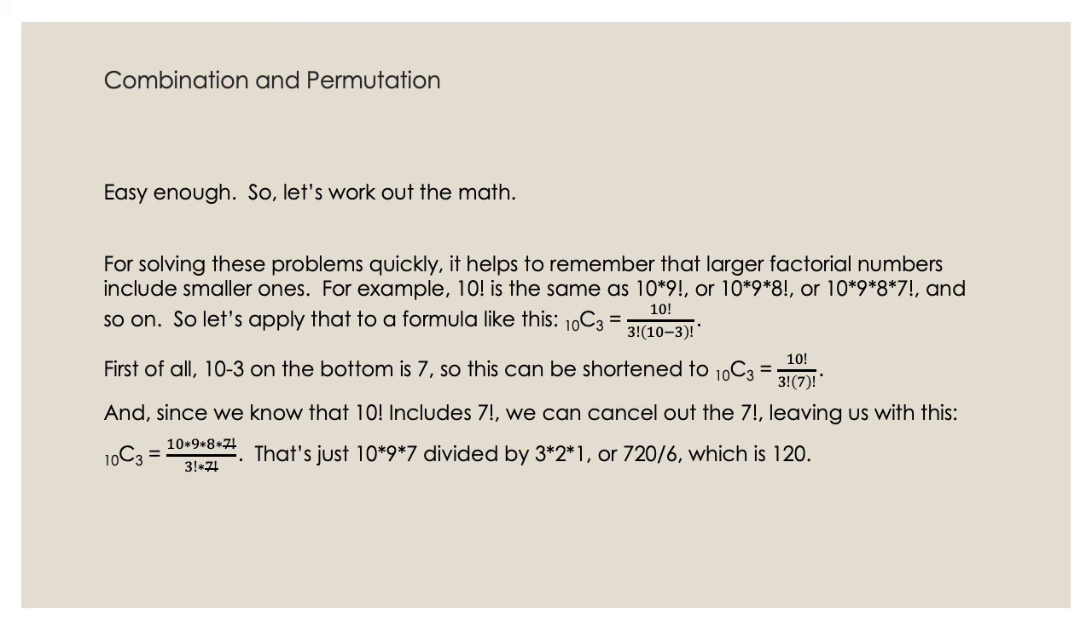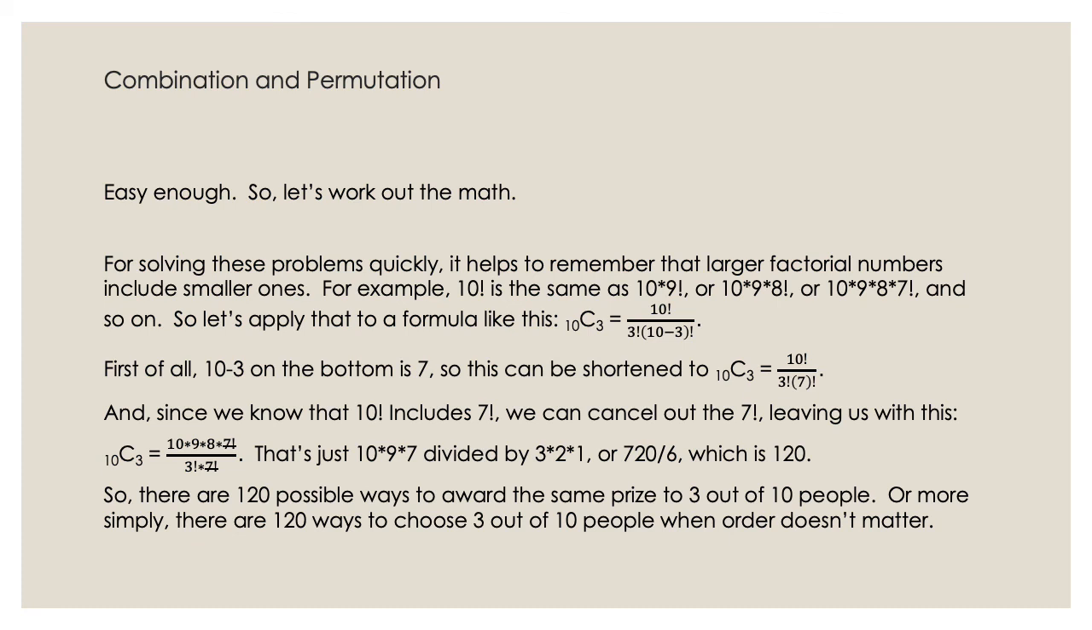When the 7 factorials are cancelled out, we've got 10 times 9 times 8 on the top, and 3 factorial on the bottom. So that's just 10 times 9 times 8 divided by 3 times 2 times 1, or 720 divided by 6, which is 120. So there are 120 possible ways to award the same prize to 3 out of 10 people. Or more simply, there are 120 ways to choose 3 out of 10 people when order doesn't matter.